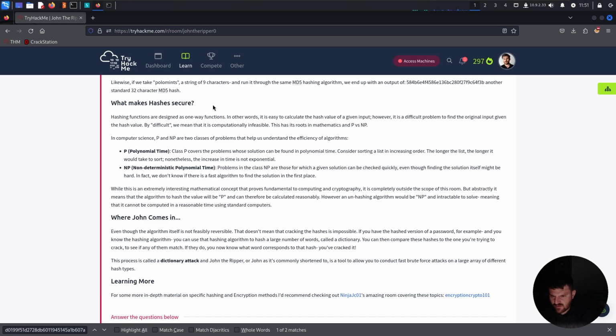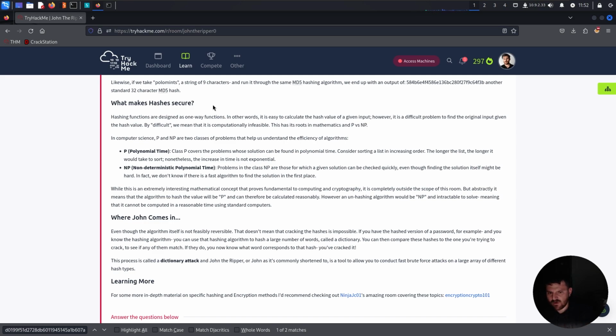Even though the algorithm itself is not feasibly reversible, that doesn't mean that cracking the hash is impossible. If you have the hash version of a password, for example, and you know the hashing algorithm, you can use that hashing algorithm to hash a large number of words called a dictionary. You can then compare these hashes to the one you're trying to crack to see if any of them match. If they do, you now know what word corresponds to that hash. You've cracked it. This process is called a dictionary attack.